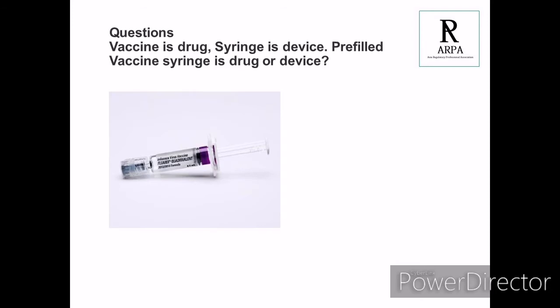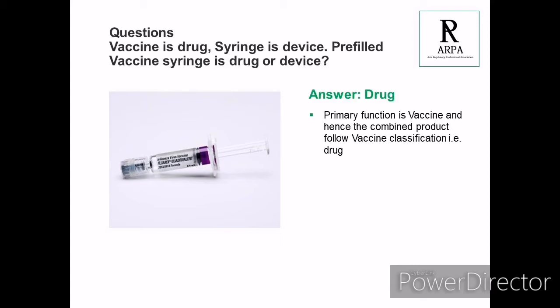Let's try another question. You know a vaccine is a drug, a syringe is a device. A prefilled vaccine syringe, is it a drug or a device? It's a good example of a combination product. You can see the primary function of this product is to do vaccination. So the primary function is the vaccine, and hence the combined product follows the vaccine classification, i.e. it's a drug product.